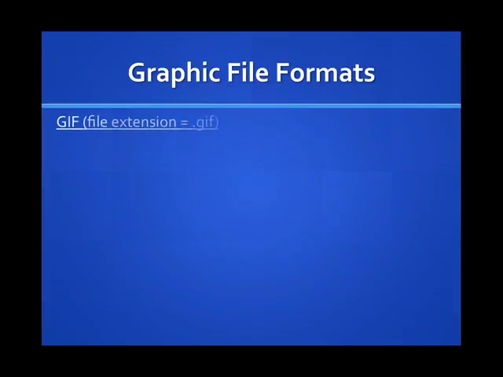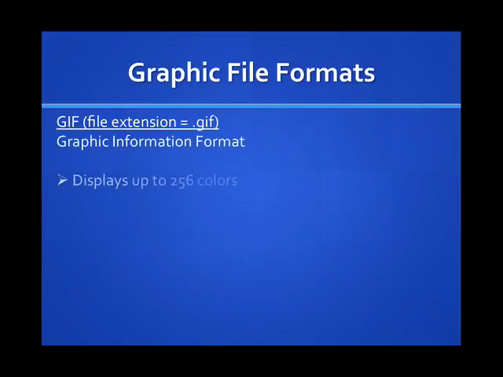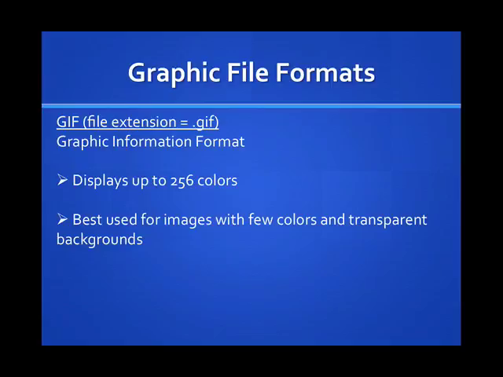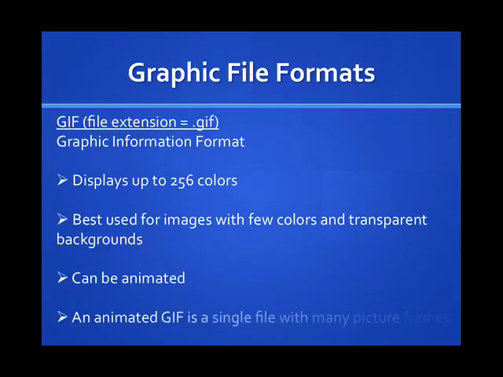We have a GIF, which has the file extension .gif. And this is a Graphics Interchange Format. GIFs display up to 256 colors, and they are best used for images with few colors and transparent backgrounds. GIFs can also be animated. An animated GIF is a single file with many picture frames.